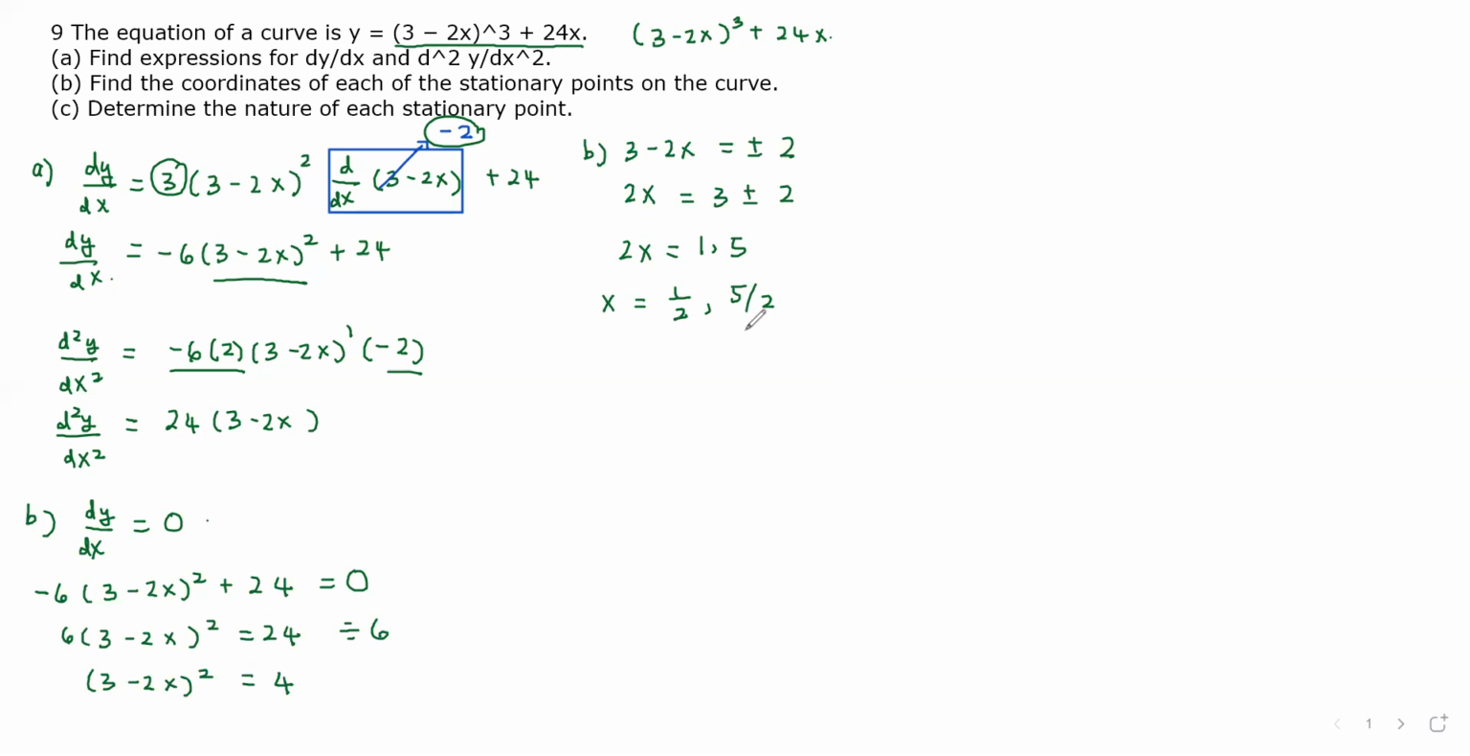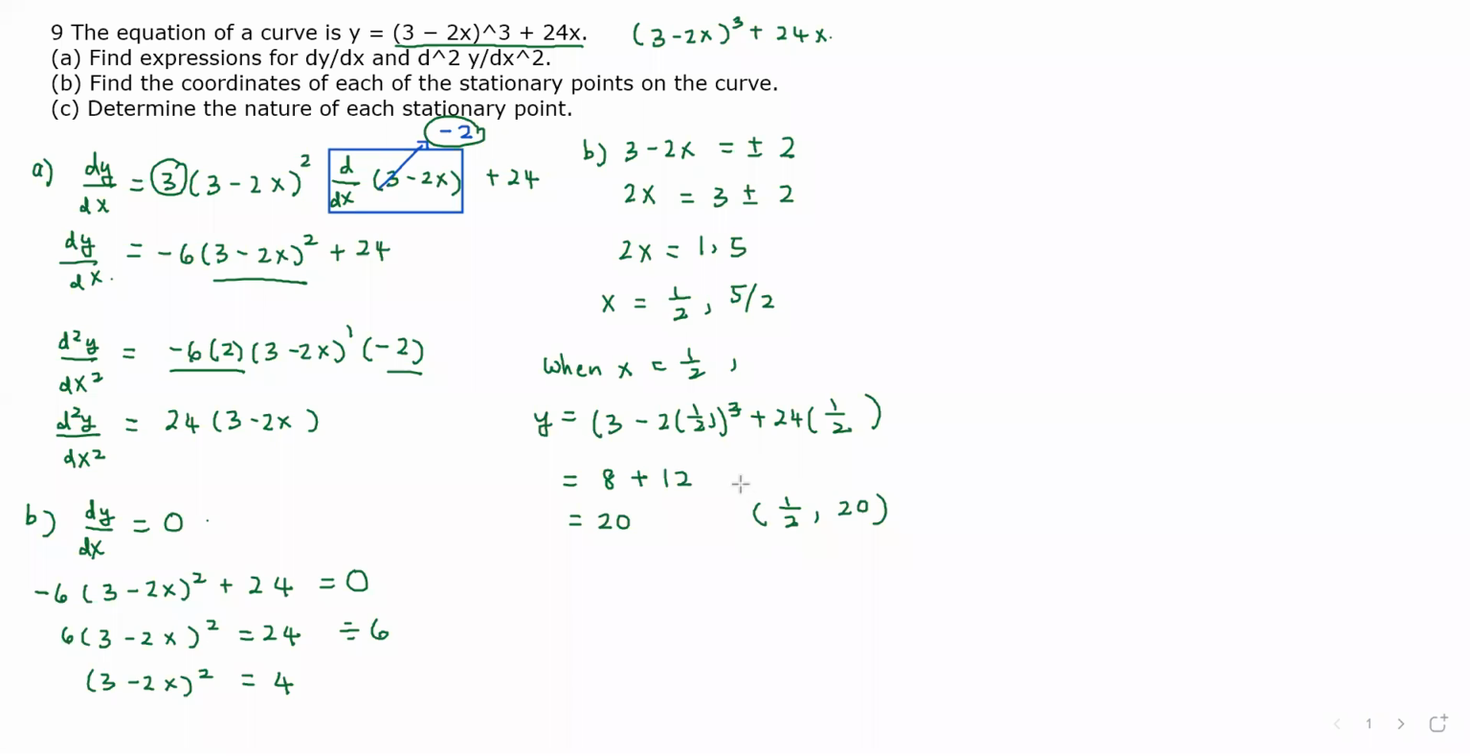Now we need to find the y coordinates. So when x is 1/2, you need to find the y value. You replace it into the function here. Then you have (3 minus 2 times 1/2) cubed plus 24 times 1/2. That will be 3 minus 1, which is a 2. Sorry, this is a cube here. When you raise it to the power 3, you have an 8, and that is a 12. So y here is 20. Then one of the stationary points has coordinates 1/2 and 20.